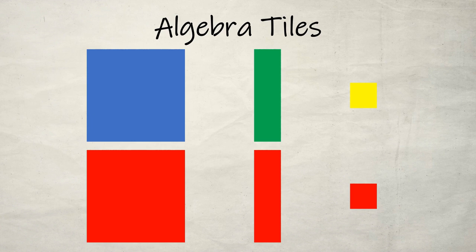Alright, so here we have our algebra tiles. This blue square is known as x squared. The red one is negative x squared. The green rectangle is x, and the red one is negative x. And that yellow square is a 1, while the red square, the little one, is a negative 1. Anytime you have red, that means it's negative of whatever that shape is.